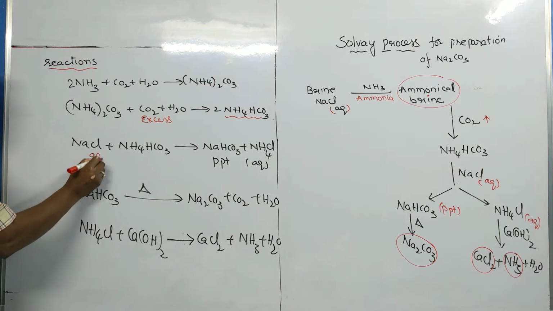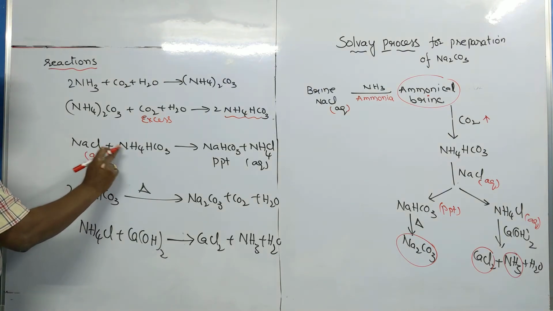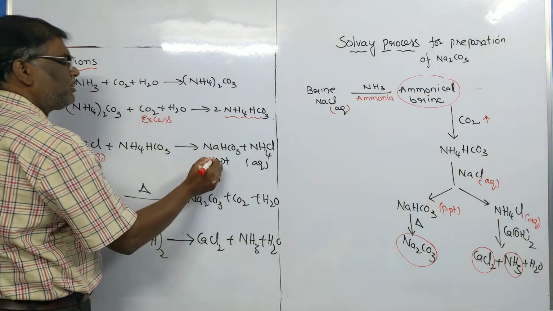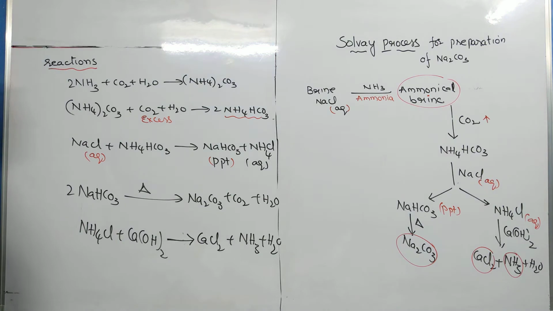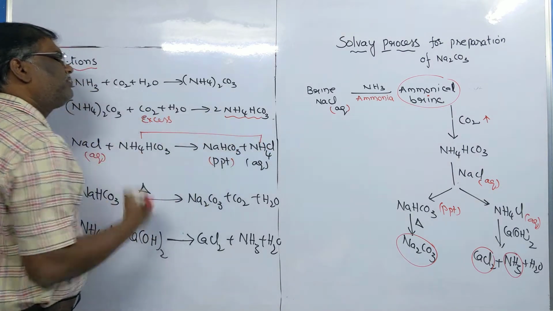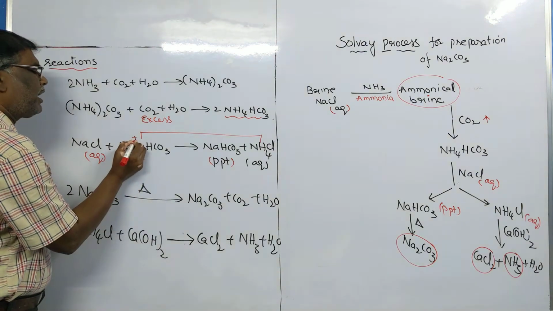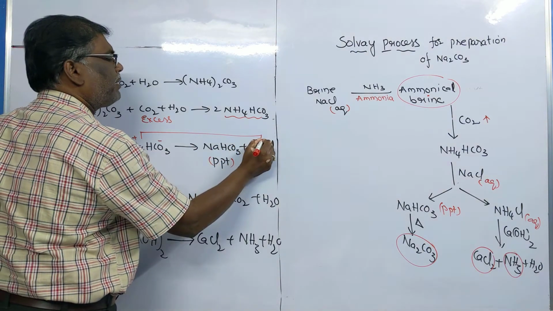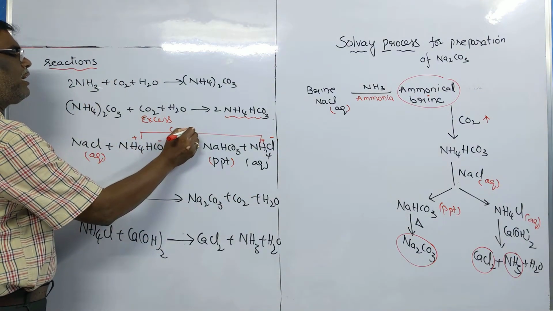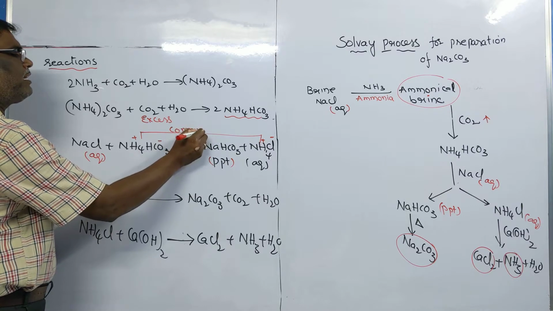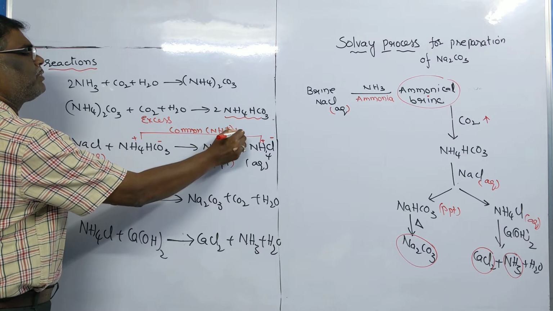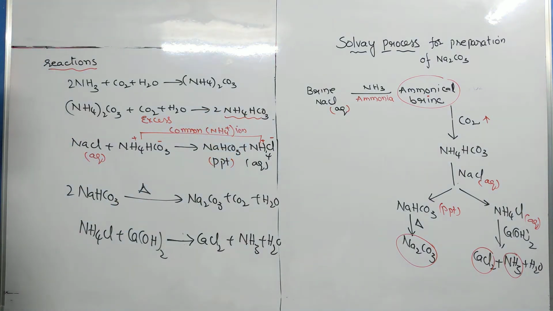Now the brine solution reacts with ammonium hydrogen carbonate. Thus, the precipitate is formed. Here one point you remember. In case of these two, there is a common ion. So what is the common ion? The common ion is NH4 plus ion.